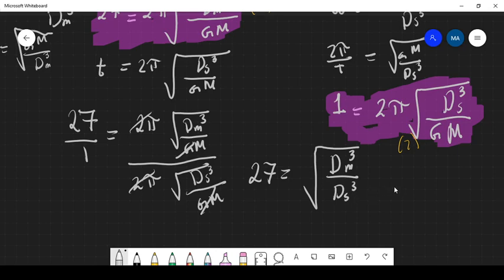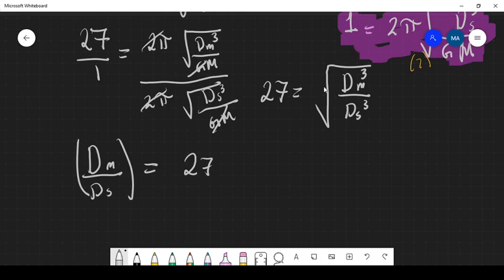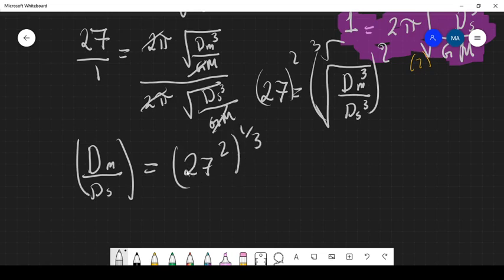So we will get over here that the distance to the moon divided by the distance to the satellite is equal to 27. Now here we had a square root, so we need to square both sides over here. So squared, and here we will have cubed, right? So we will need to take the cube root, to the 1/3. The cube root of 27 is 3.